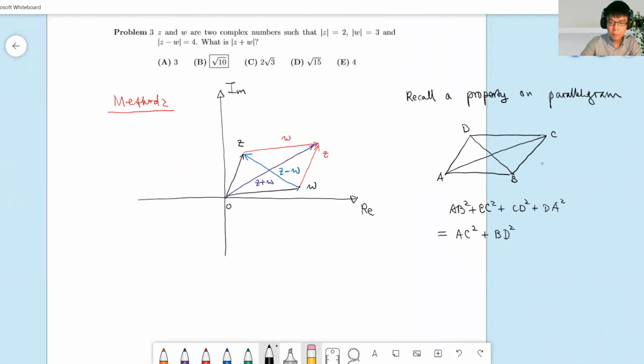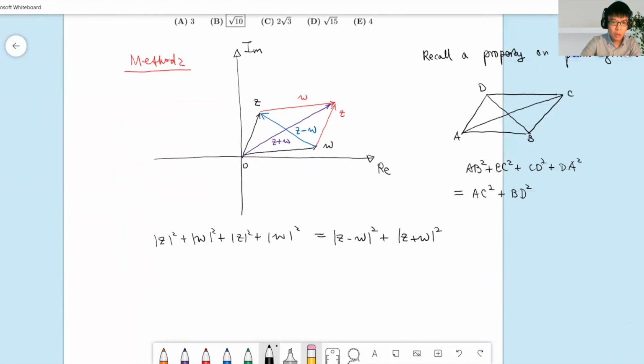So basically, if you apply this property to this problem, we have modulus z square plus modulus w square plus z square again plus w square again. This is the sum of squares of 4 sides. It equals the modulus of z minus w squared plus the modulus of z plus w squared. And then we can plug in the numbers. Z square equals 4, 9, 4, 9, equals 16 plus the modulus of z plus w squared. And very quickly, you can solve z plus w. This equals root 10.